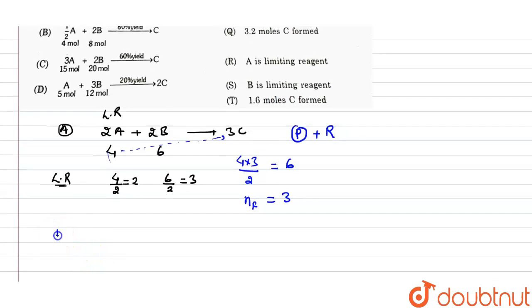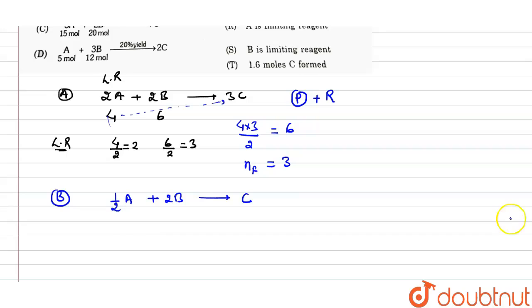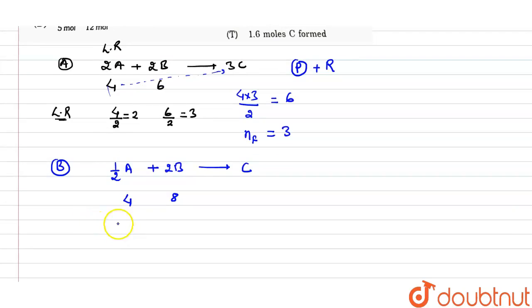Now what about B? In B we have half of A plus 2B, and the percentage yield is 80%. C is forming, and we have to find that C. First of all, 4 and 8 mole are given. Again for the limiting reagent we divide by the stoichiometric coefficient, so 4 is divided by 1 by 2 and 8 is divided by 2. So this becomes 8 and this becomes 4, because the 2 goes upside and gets multiplied. So B becomes the limiting reagent, and half of its value will be formed as C, because here the coefficient is half.